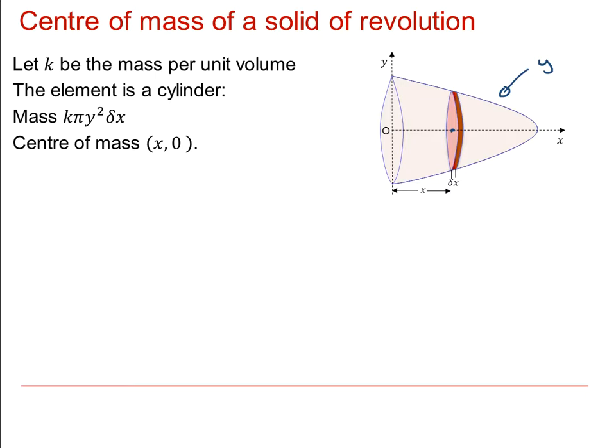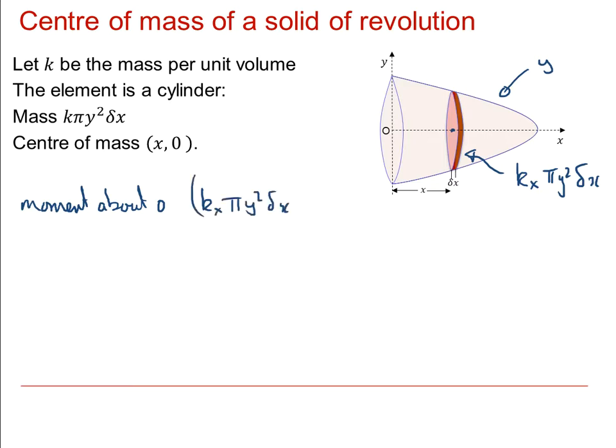The mass of the element will be given by its volume multiplied by k. So we need to work out k multiplied by the volume of that cylinder, which will be the area, pi y squared, delta x. And therefore the moment of that element about 0, the origin, will be equal to the mass k multiplied by pi y squared delta x, multiplied by its distance from the origin, which is x.